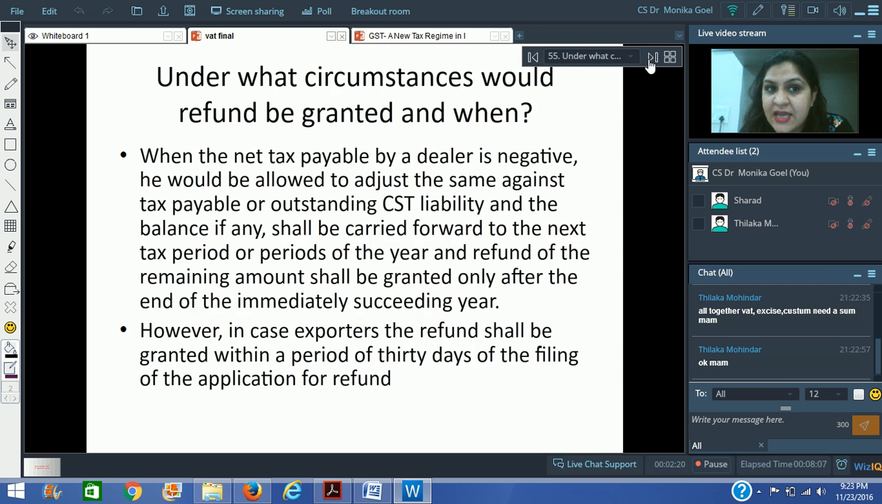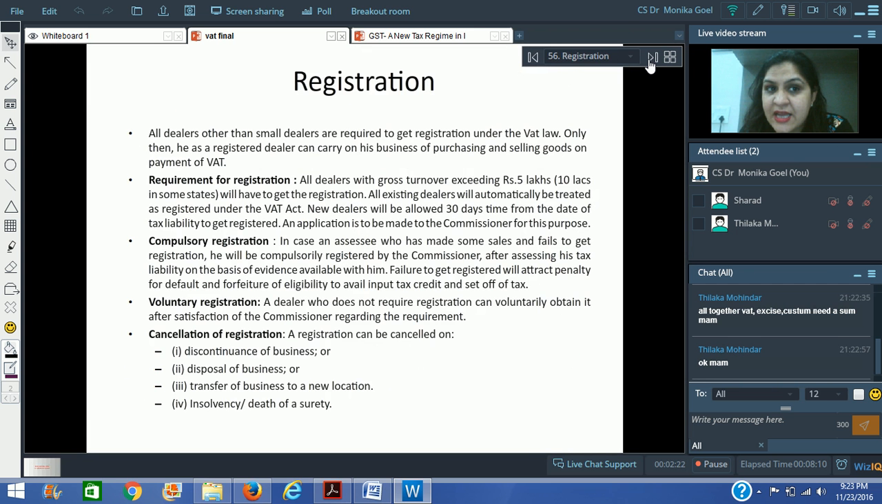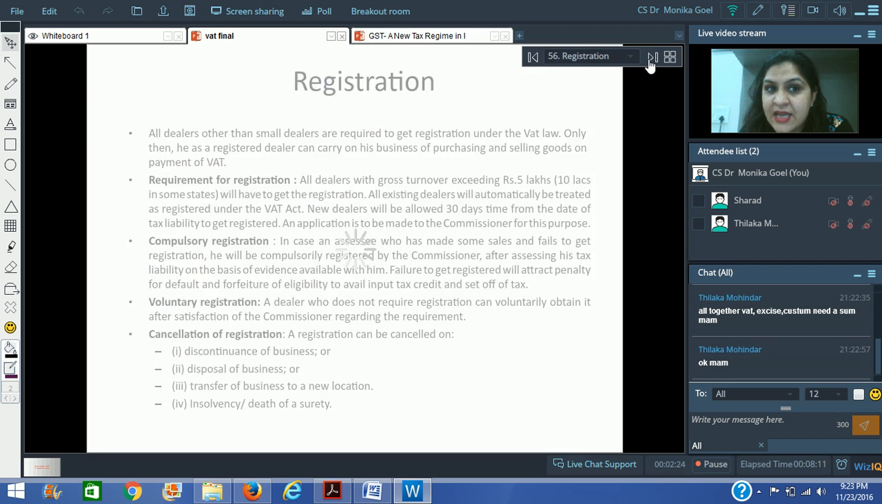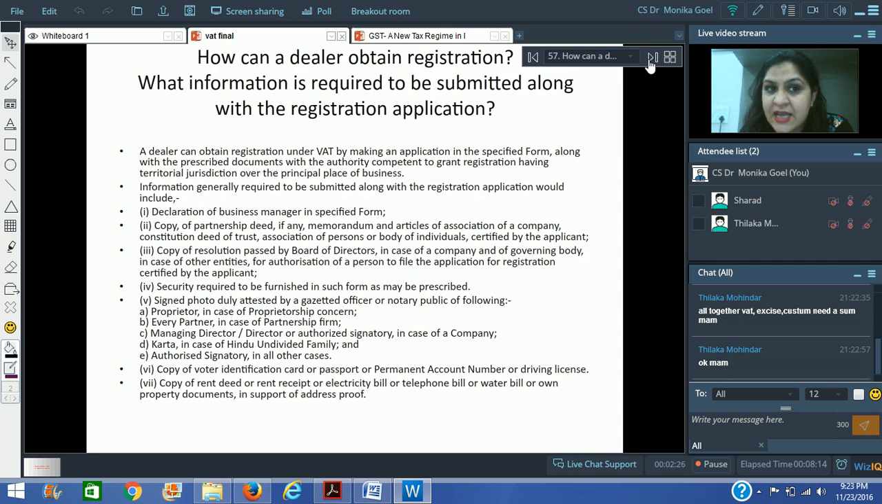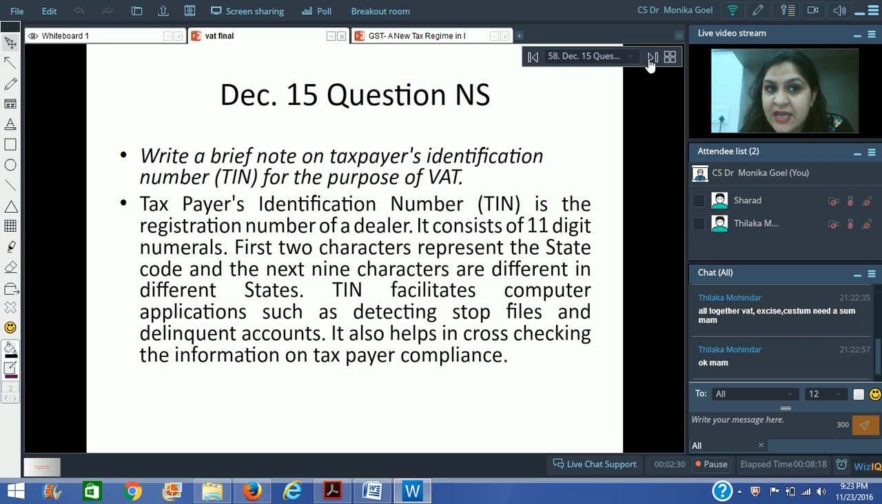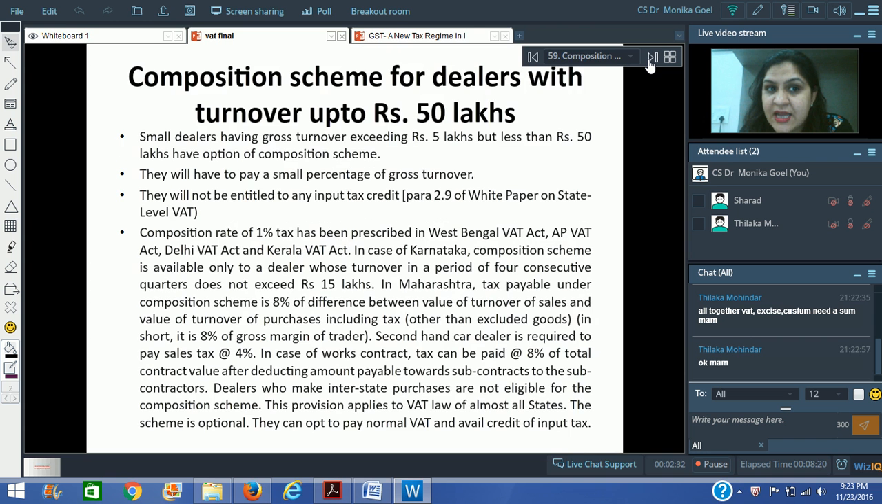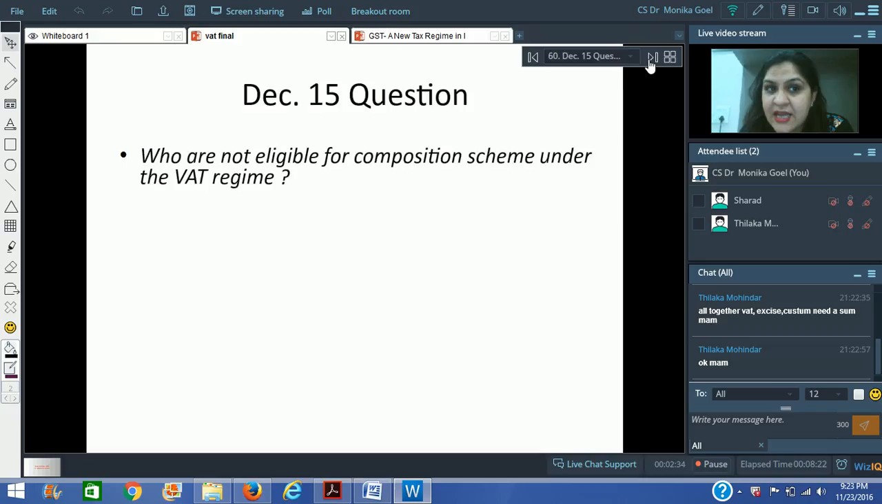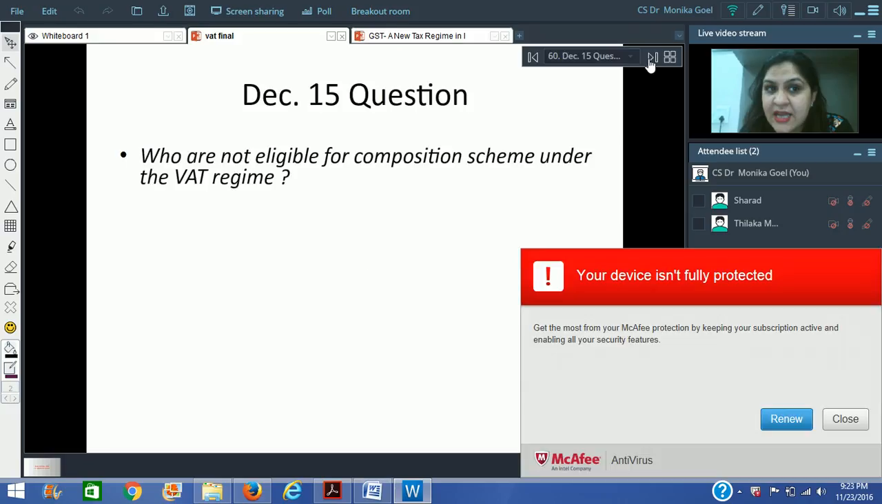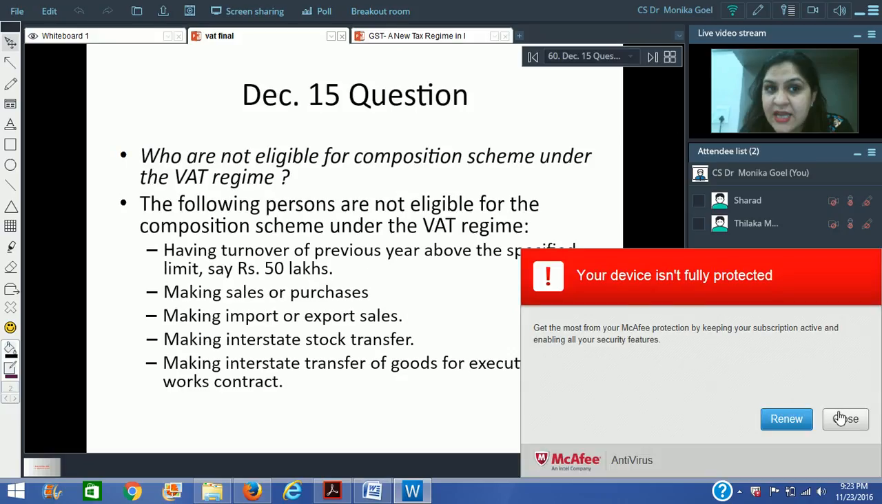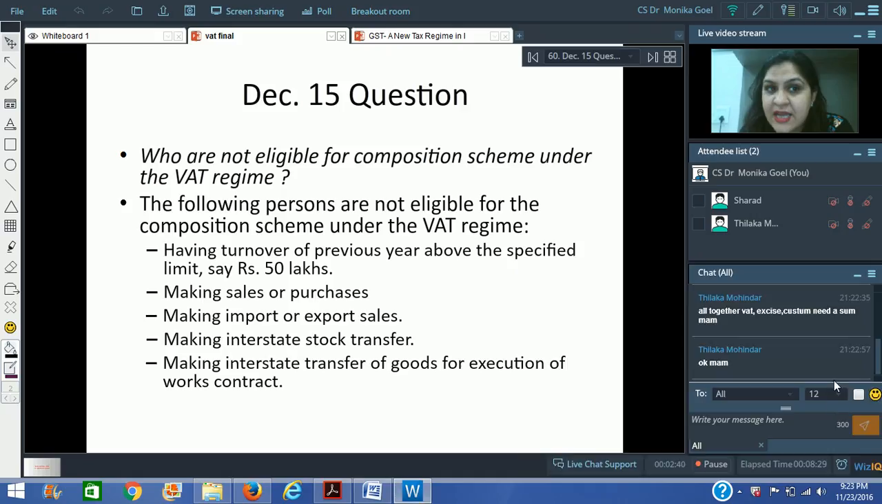We discussed how these returns are filed and the circumstances in which you can get the refund, who is required to get registered, when the registration is cancelled, and what documents are required at the time of registration. These are the things that we have already discussed. We discussed the composition scheme also yesterday. We also discussed who is not eligible to apply for the composition scheme.